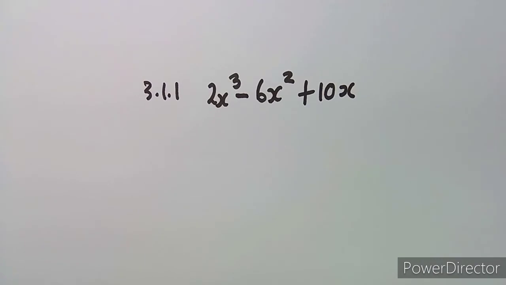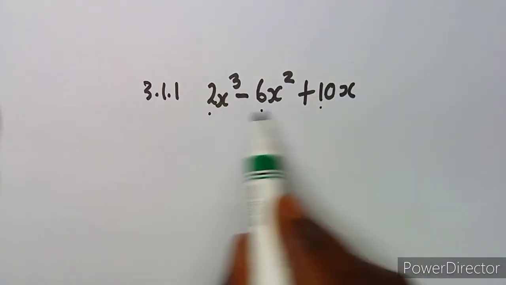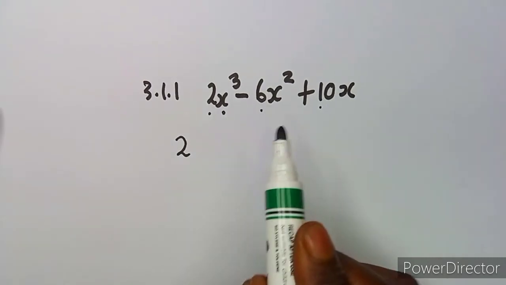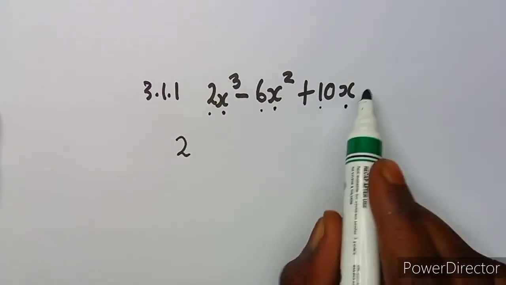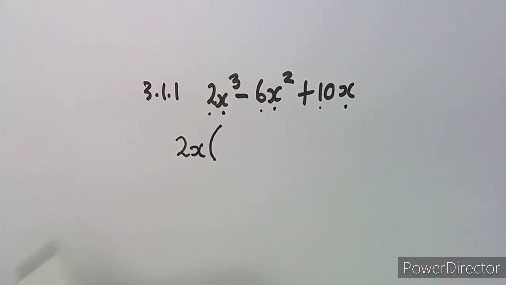The first thing, guys, when you are factorizing is to look into the expression. Is there any part that is common throughout the expression? So let's check. We've got 2, 6, and 10. So 2 is a factor here, so I can factor out 2. I've got x to the exponent of 3, x to the exponent of 2, and x. So x is common, and the least power is the one with x. So 2x is common throughout. So I can start by factoring out 2x.